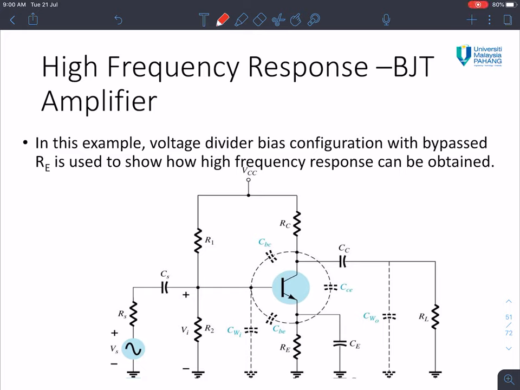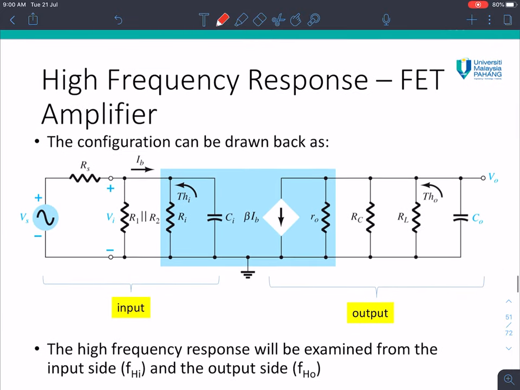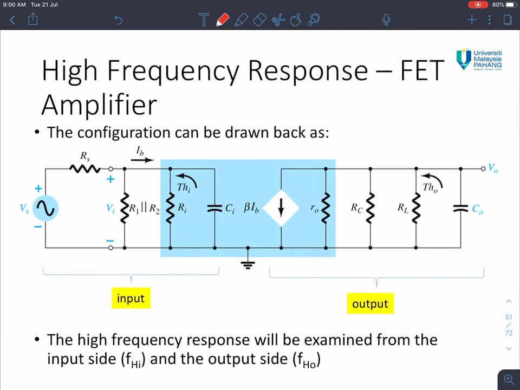Now we continue with the BJT amplifier for the high frequency response. In this example, the voltage divider bias configuration with bypass RE is used to show how the high frequency response can be obtained. First, the configuration can be drawn back like this, the AC equivalent circuit. Remember that there is C in and also C out.